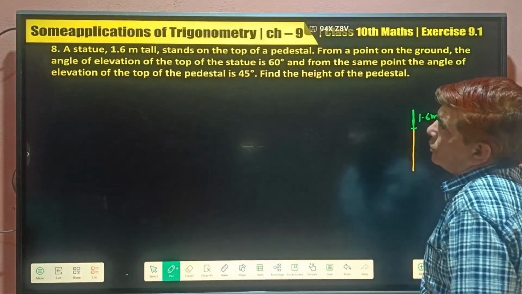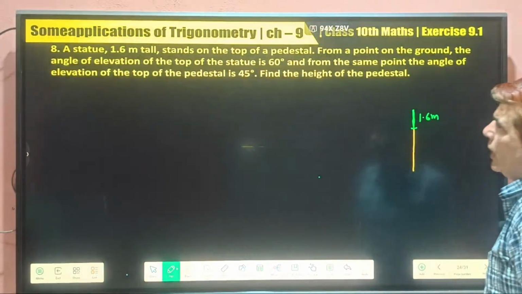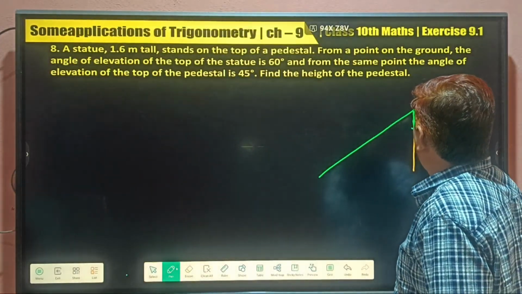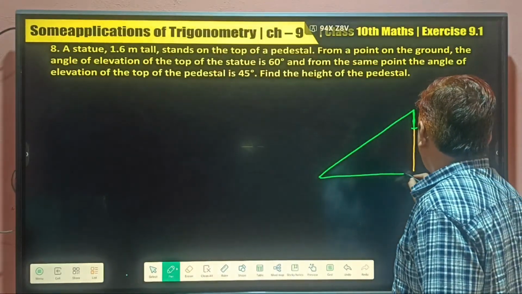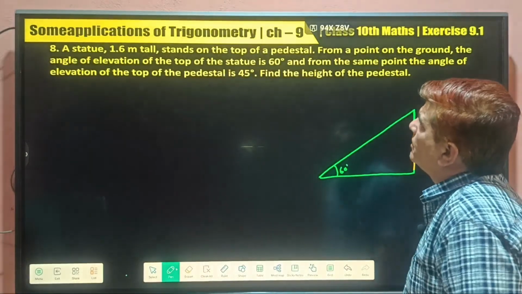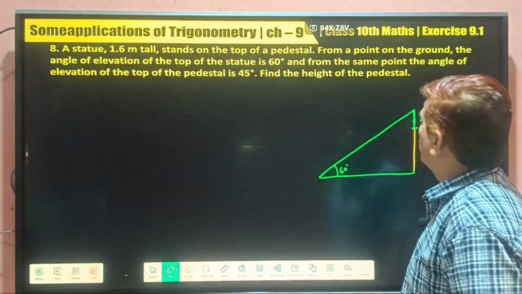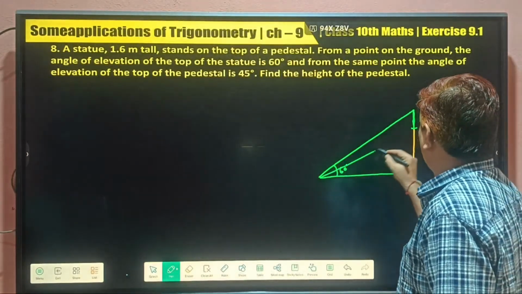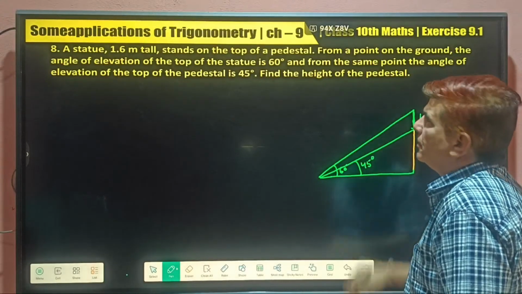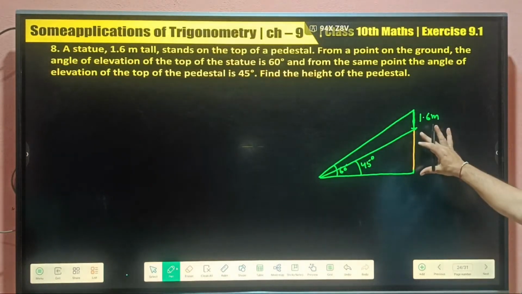From a point on the ground, so one point is here like this, we can take on the ground. The angle of elevation of the top of the statue, so this angle is 60 degree. And from the same point, the angle of elevation of the top of the pedestal, this angle is 45 degree. Find the height of the pedestal. It means this height you have to find out.